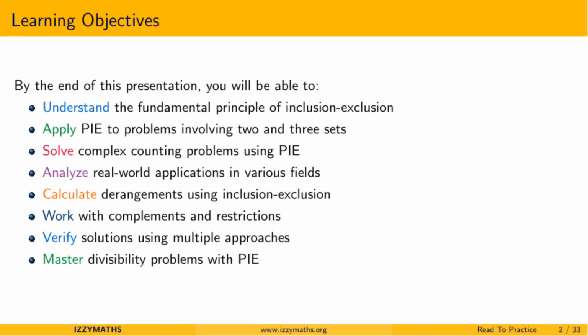By the end of this presentation, you will have mastered several key skills. First, you'll understand the fundamental principle of inclusion-exclusion and why it's so important in combinatorics. You'll learn to apply PIE to problems involving 2 and 3 sets, and then extend this to solve complex counting problems. We'll analyze real-world applications across various fields, from computer science to probability theory.